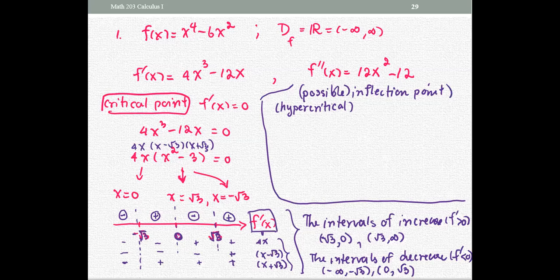So again, this is a polynomial. We look at the case where f double prime equals 0, or solve for x when 12 x squared minus 12 equals 0. Okay, that's nice. We have many 12s here. So 12 times x squared minus 1 equals 0. Factor completely. Algebra skills are used heavily in this section. Now we have two factors. 12 is a non-zero number. Don't get lost using the 12 as one of the critical values. We have x equals 1 and x equals negative 1 as possible critical points.